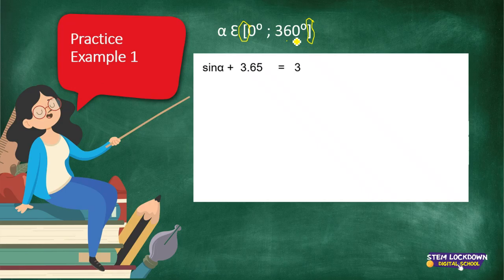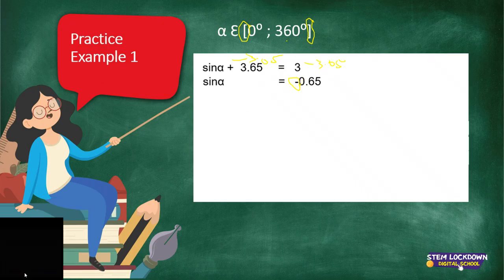The sine of alpha plus 3.65 is equal to 3. The first intention is to eliminate anything that is not part of the function from the left side. So we will, on both sides, minus 3.65. Do the same this side, and guess what we come out with? We come out with sine alpha being a negative 0.65. So ding ding, guys, sine is negative. That's point number 1 that I need you to be aware of, that I need you to remember.